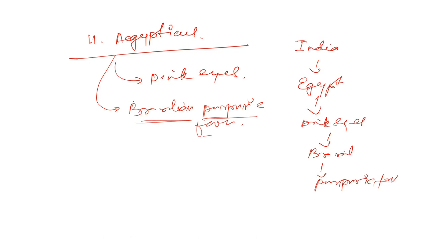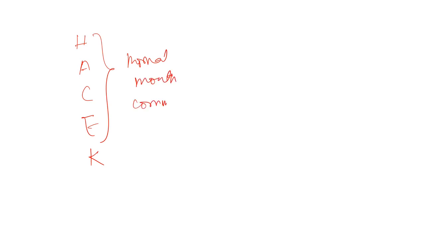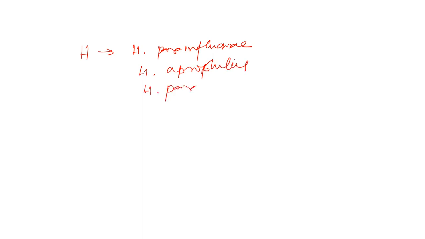Okay. Now we will read something about a group known as the HACEK group. These are the normal mouth commensals, meaning they are found in the mouth of everyone as a group. So we will learn what each alphabet includes. H for Haemophilus parainfluenzae, then H for Haemophilus aphrophilus, and H for Haemophilus paraphrophilus. So three Hs include three organisms.